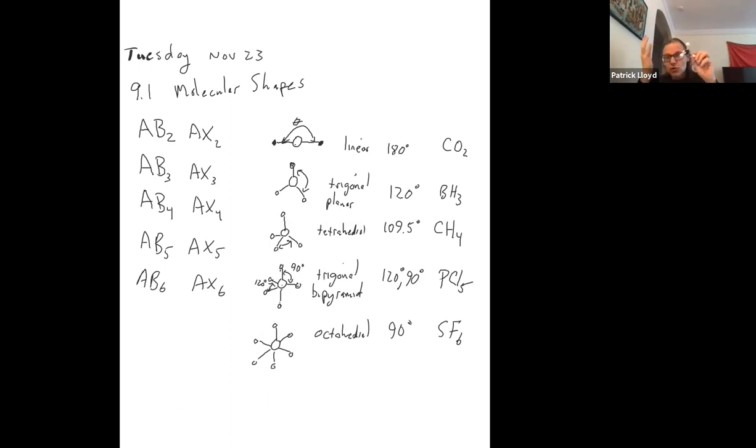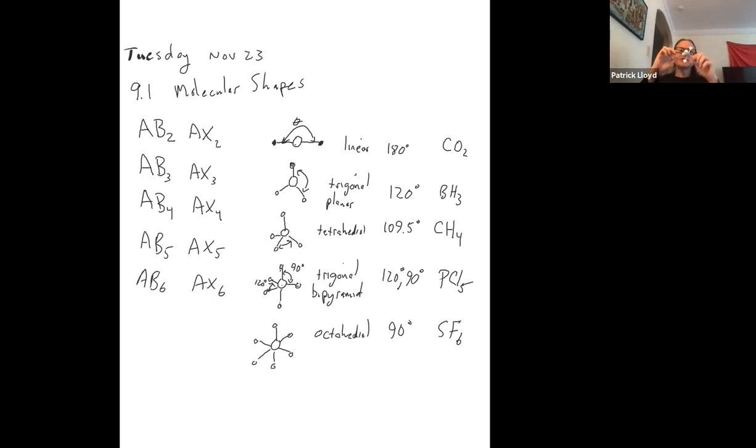Tetrahedron or tetrahedral. So that's one right here. Got the central atom, 4 surrounding atoms. And again, see how it's like 3-dimensional, right? It's no longer so easy to draw. So there you go. There's your tetrahedron, 109.5 degrees.